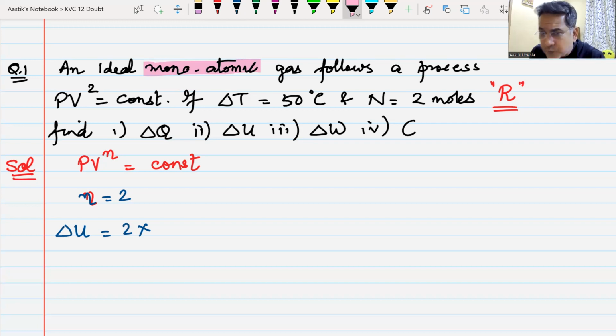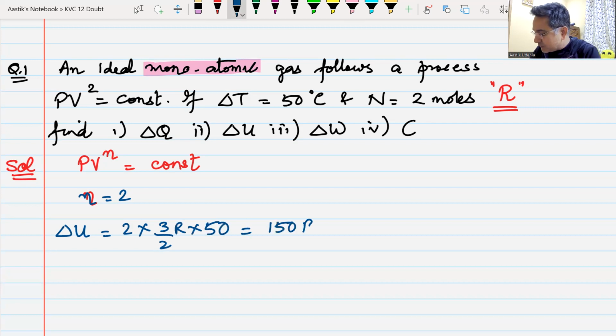3 by 2 R. So 3 by 2 R multiplied by the change in temperature, which is 50. As soon as you get it, you get the first answer as delta Q equals 150 R. Done.